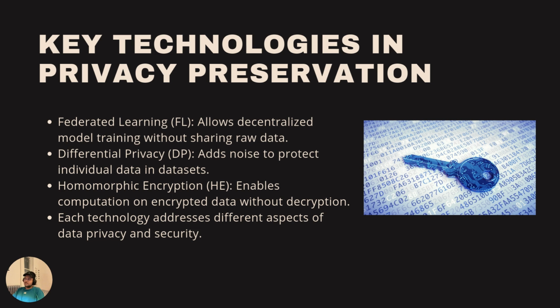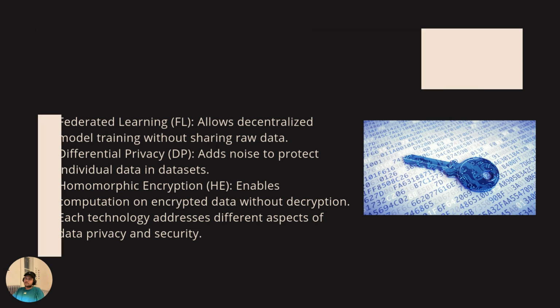Lastly, there's homomorphic encryption, a cryptographic method that enables computations to be performed directly on encrypted data. This is incredibly valuable because it ensures that data remains secure even during processing. But it comes with challenges, particularly in terms of computational overhead. Each of these technologies plays a distinct role in preserving privacy. While they all have their unique strengths, they also come with trade offs in terms of efficiency and complexity.